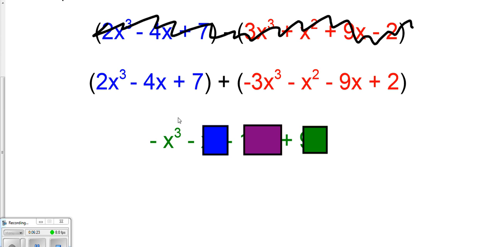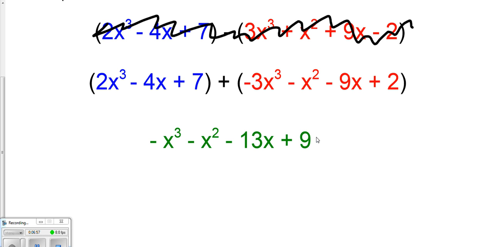That is all right. Next, we need to look at our x squareds. There's no x squared here. Right here, there's a minus x squared. So our next term is negative x cubed minus x squared. Next, we need to look at our x terms, degree 1. Negative 4x and negative 9x, when we combine those, we get negative 13x, or again, minus 13x. Lastly, we look at our constants, positive 7 and positive 2, combined to make a positive 9.